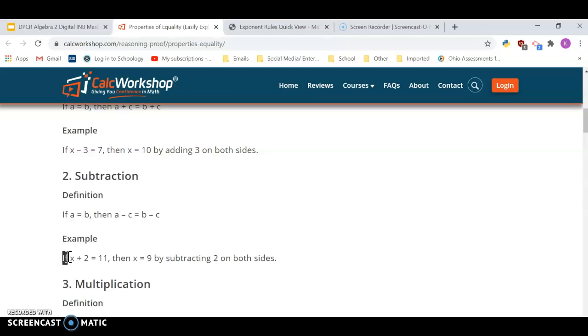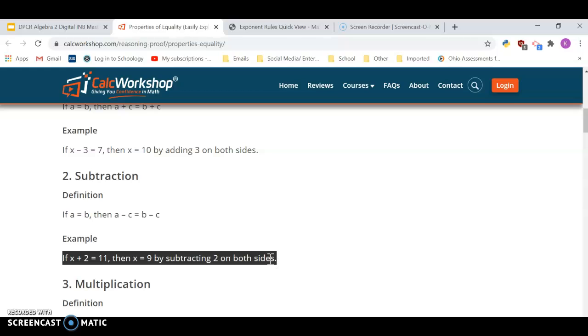All right, so it says if x plus 2 equals 11, so we've got this side here is equal to this side, then x will equal 9 by subtracting 2 from both sides. So what it's saying is this will give me that answer because all I'm doing is subtracting the same thing from both sides. I already know what 2 is equal to. So if I get rid of this 2 here, it gets me the x by itself. So that way I'll be able to find out what x is.